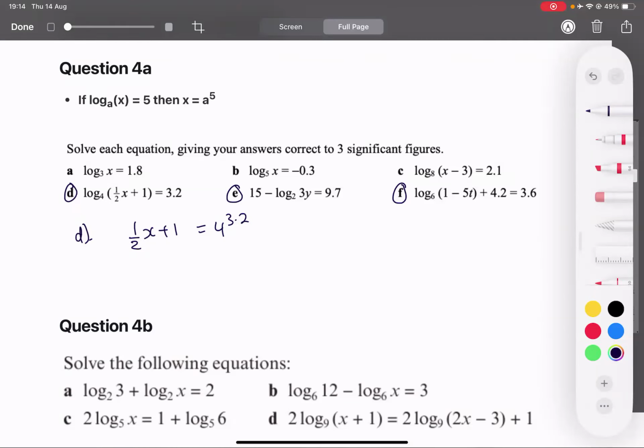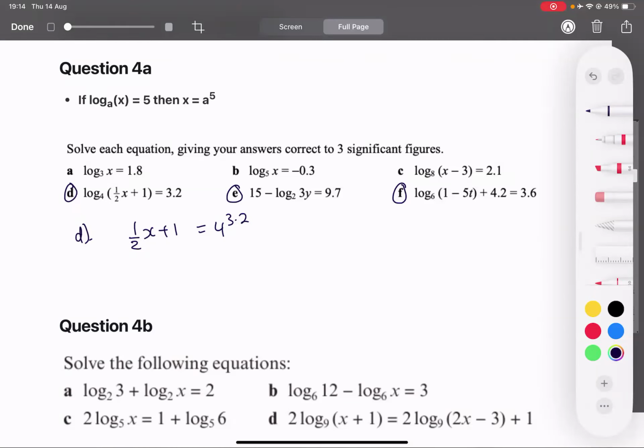Then x equals 4 to the power of 3.2, take away 1 and divide by half, which means that x equals 166.9, or 167 if it's three significant figures. Okay, good.